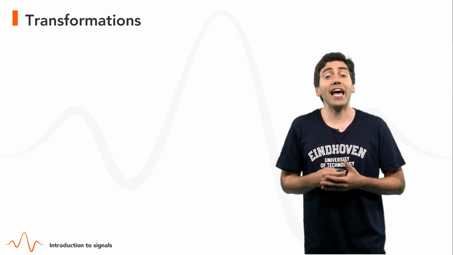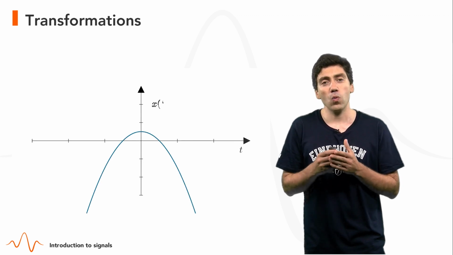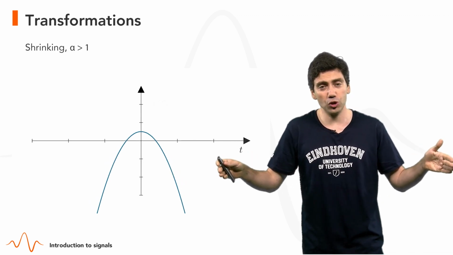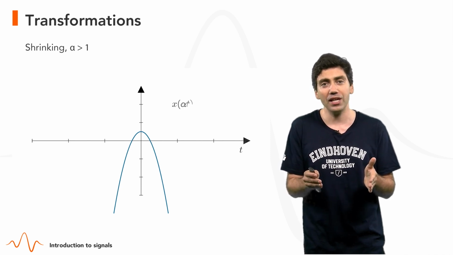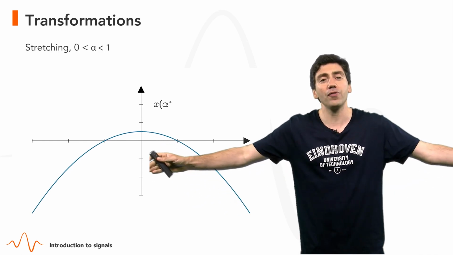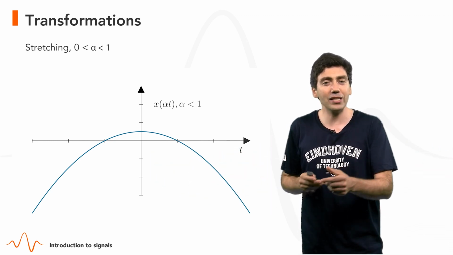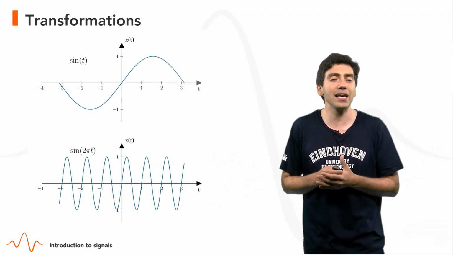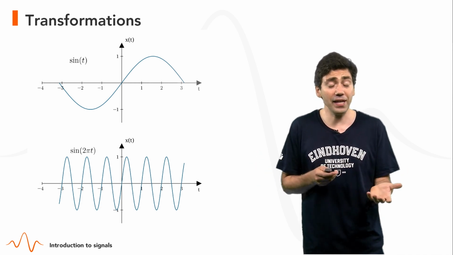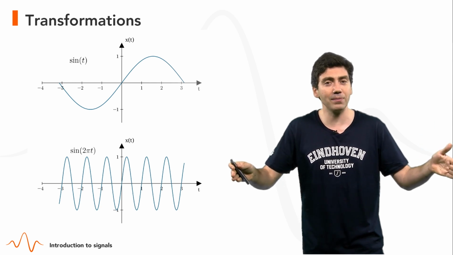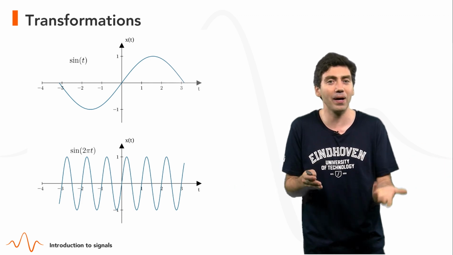The signal x of at, the transformation of the independent variable t, will be a shrunk version of the original signal if a is larger than 1, and it will be a stretched version of the original signal if a is less than 1. This is often counterintuitive, but for instance, think about sine of t and sine of 2 pi times t. Sine of t has period 2 pi, and sine of 2 pi times t has period 1. So it has shrunk, and 2 pi is larger than 1.